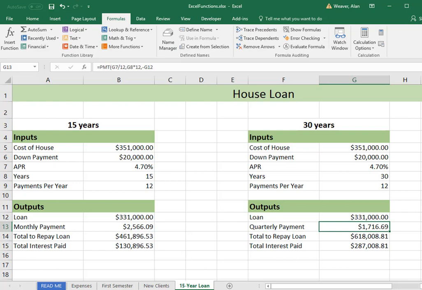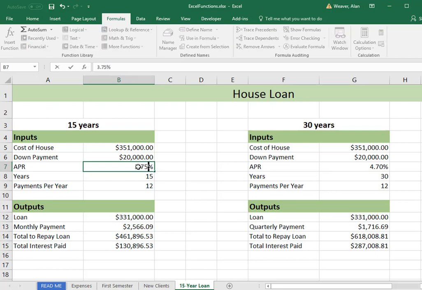Other thing too that I will mention, it's not in this assignment, but typically when you do a 15-year loan versus 30 years, it's a lower percentage. Not in the project here, but I'm demonstrating this here. Let's say it's 3.75. It's a little bit less. And you can see how you are saving about $185,000.